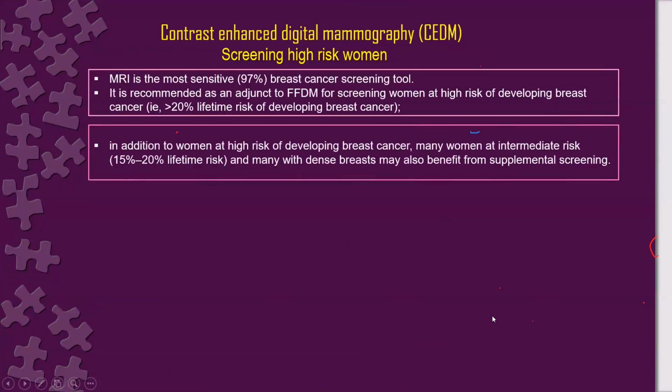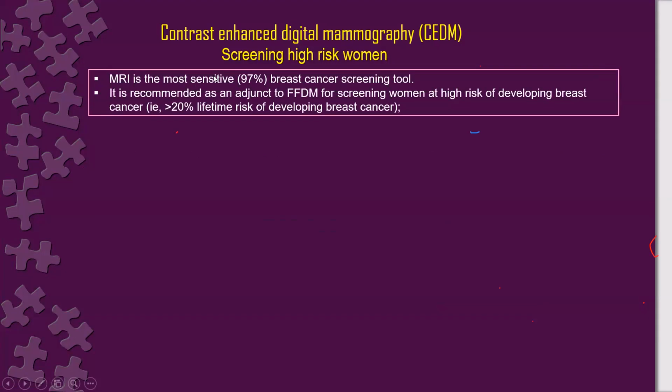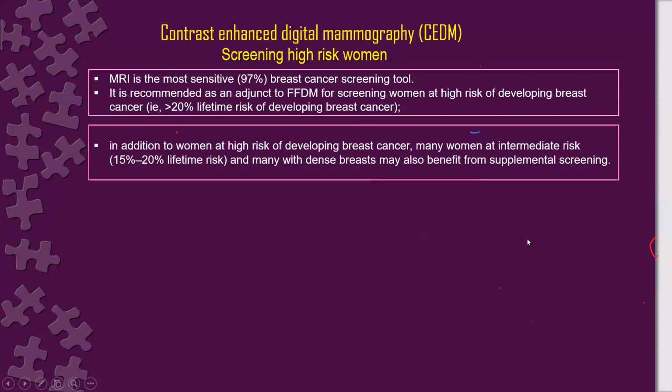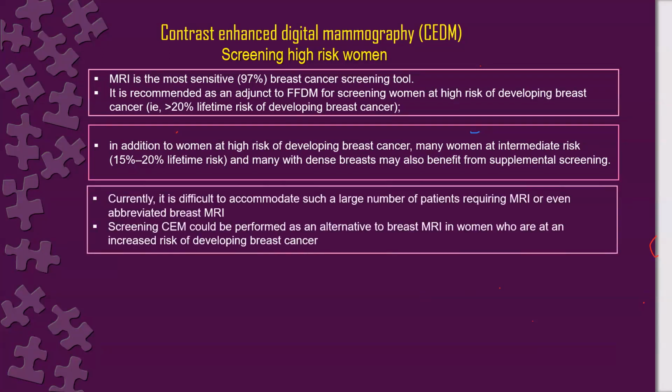So regarding screening of high-risk women, as you know, MRI is used to screen high-risk patients with more than 20% lifetime risk, adjunctive to mammography, but it can also be helpful in supplementary screening of intermediate risk, between 15 and 20%. But in the end, if we collect all these women who need ultrasound or MRI screening, even if they use abbreviated MRI, it will be a large number.